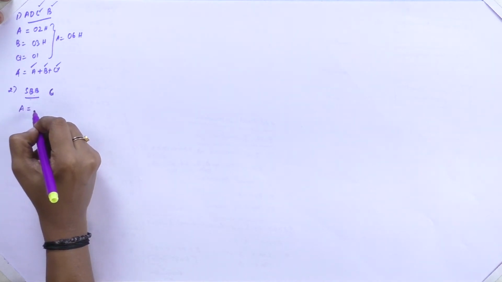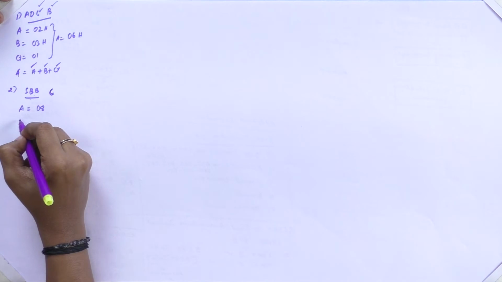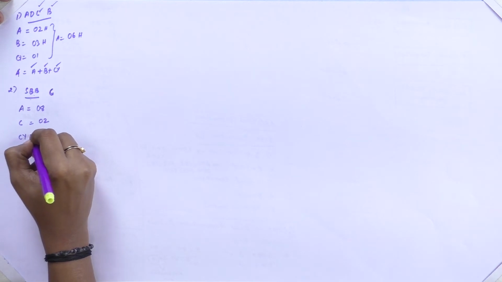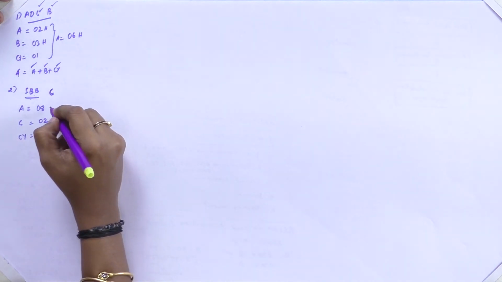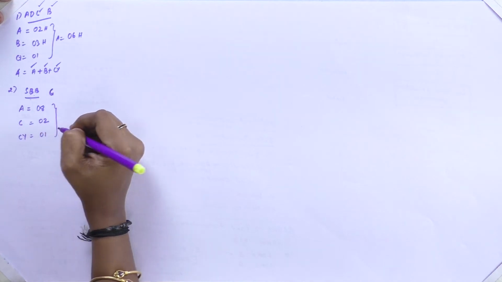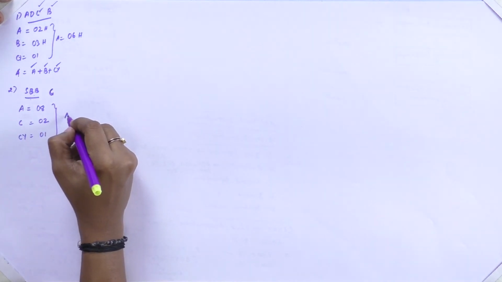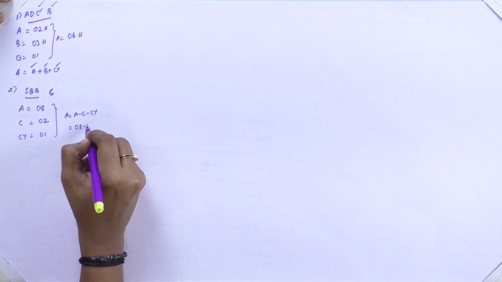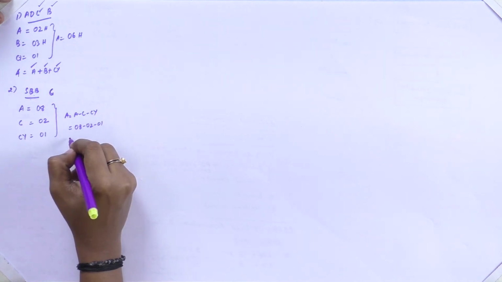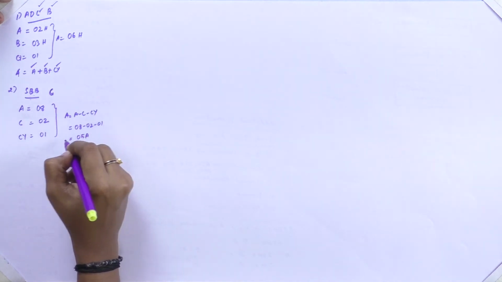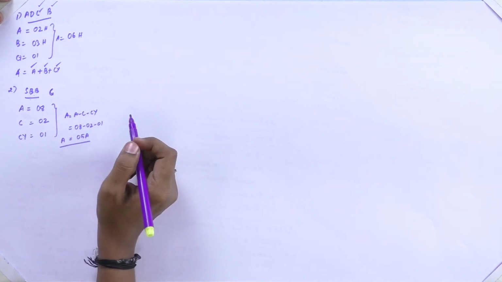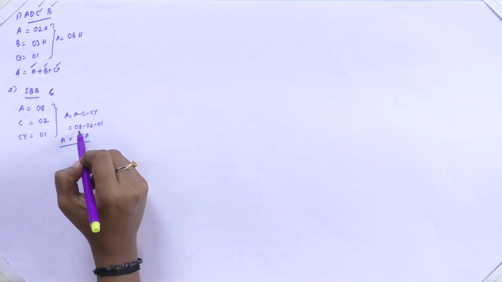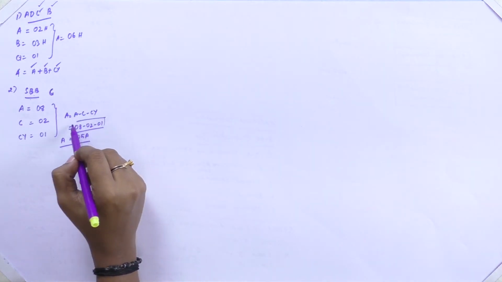If the content of accumulator is equal to 08 and the content of C register is equal to 02, and if the carry value is 01, then subtraction will take place between these three values, that is A is equal to A minus C minus carry bit. It means 08 minus 02 minus 01. This is equal to 05H. It will be again stored in the accumulator. As we discussed earlier in the basic subtraction operation, the subtraction will take place in the form of 2's complement.